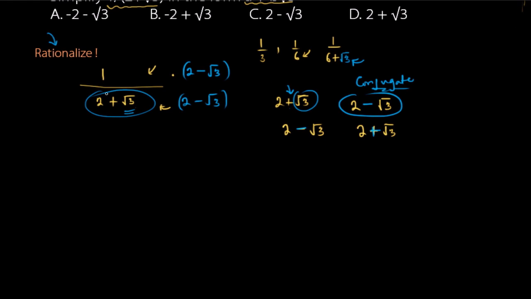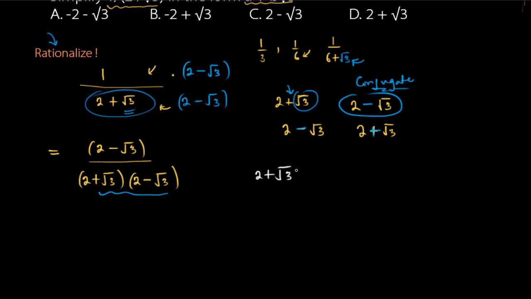Now when I do this, 1 times this is just going to give me 2 minus root 3, divided by the denominator times the conjugate, that's 2 plus the square root of 3 multiplied by 2 minus the square root of 3. Now let's simplify what I have here: 2 plus the square root of 3 multiplied by 2 minus the square root of 3.